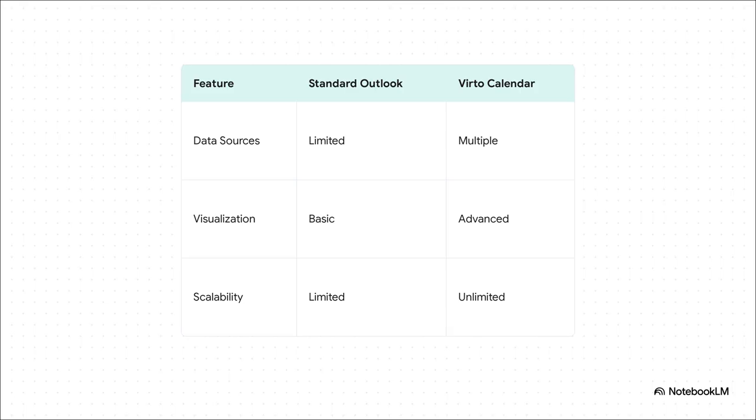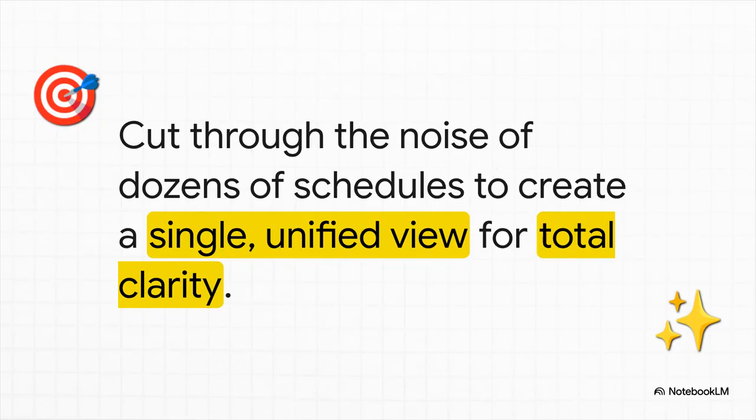And to be clear, this isn't just about making a prettier calendar. This is about making smarter decisions. When you can pull in unlimited data sources and visualize them in a way that makes sense, you stop just scheduling and you start doing real organizational logistics. You can make sure you've always got the right people on the right tasks at the right time. And that's really the holy grail, isn't it? Cutting through the noise of a dozen different schedules to get one single unified view. That gives you total, unmistakable clarity.